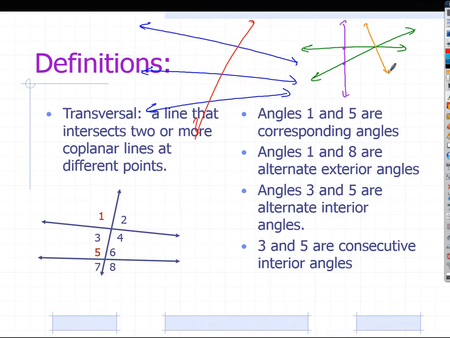No. Well, that crosses 2 lines, right? So why is it not a transversal? Okay, it crosses at a single point, so that doesn't count. So that one is not a transversal. Okay, all the other ones were though.